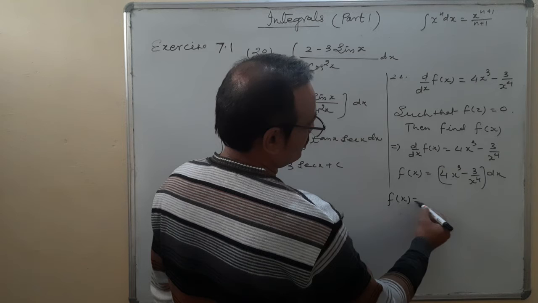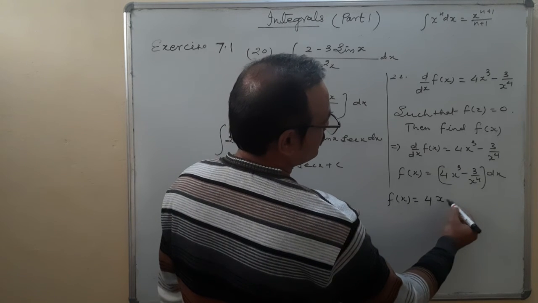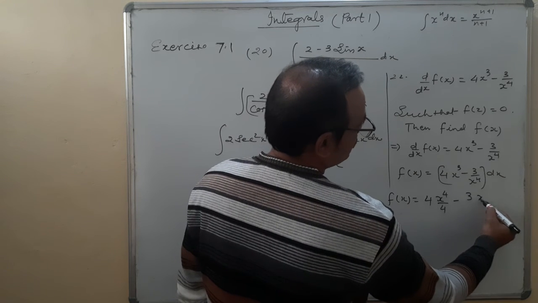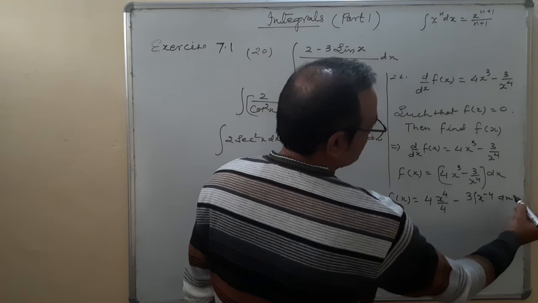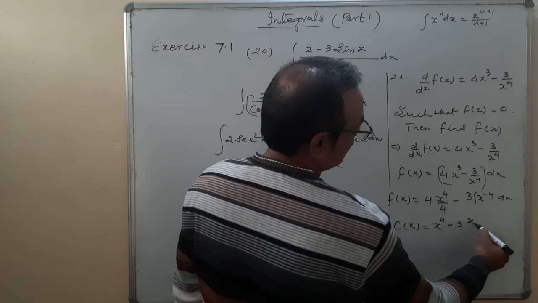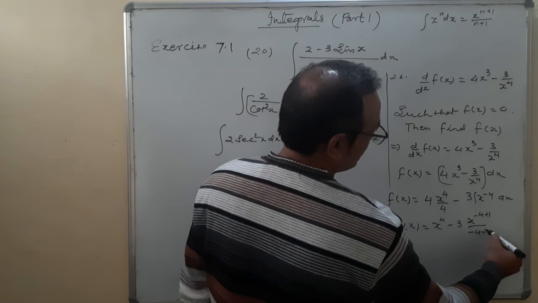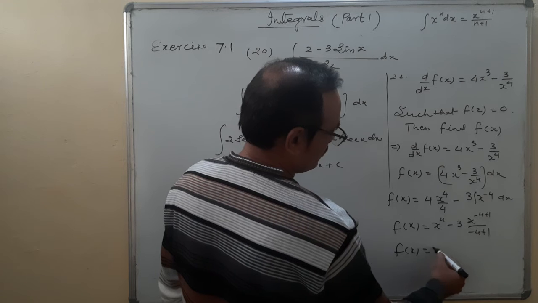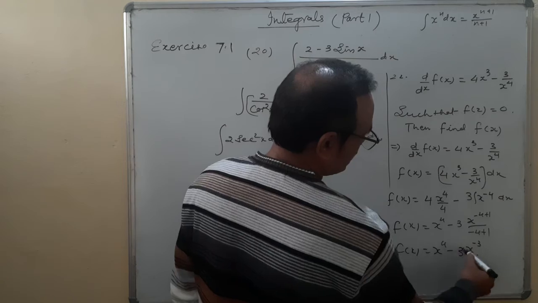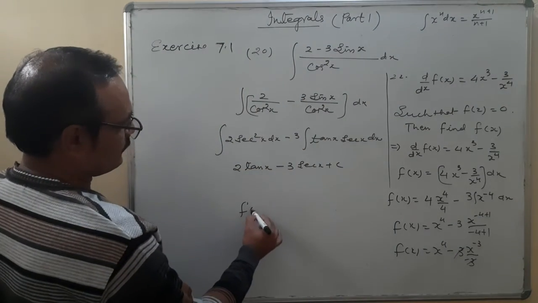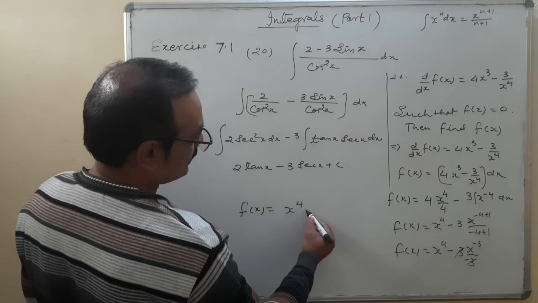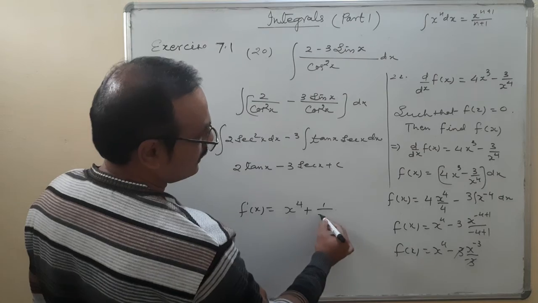f of x is equal to 4 times the integration of x cube, x to the power 4 upon 4, minus 3 x to the power minus 4 dx. So f of x is equal to x to the power 4 minus 3 x to the power minus 4 plus 1 upon minus 4 plus 1. So f of x is equal to x to the power 4 minus 3 x to the power minus 3 upon minus 3. It is cancelled, and that means f of x is equal to x to the power 4 plus 1 upon x cube.